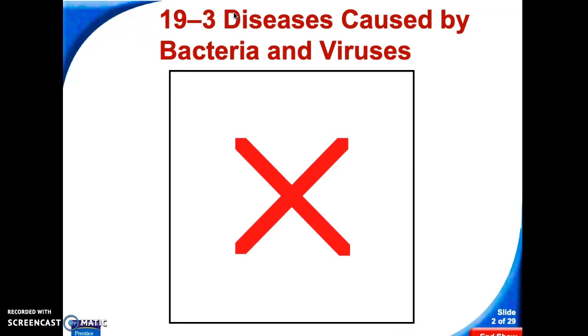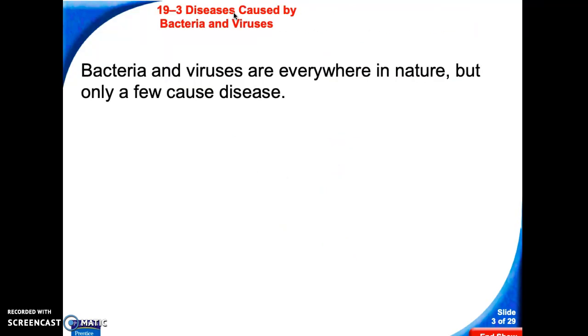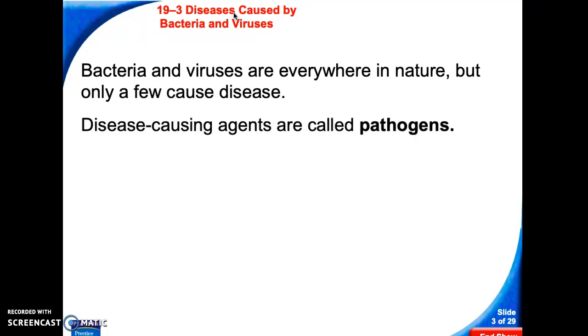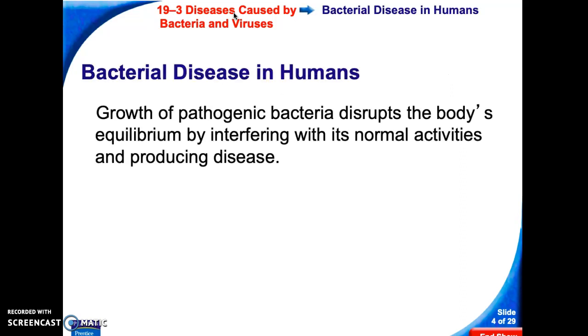So 19.3, and I have no idea why the picture won't show up right now. I gave up. But it's diseases caused by bacteria and viruses. So bacteria and viruses are everywhere, but only a few will actually cause disease for us. So disease causing agents are called pathogens. Pathogens cause a disease or a sickness for you.